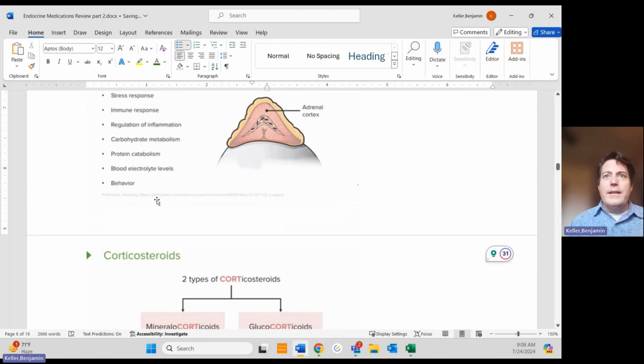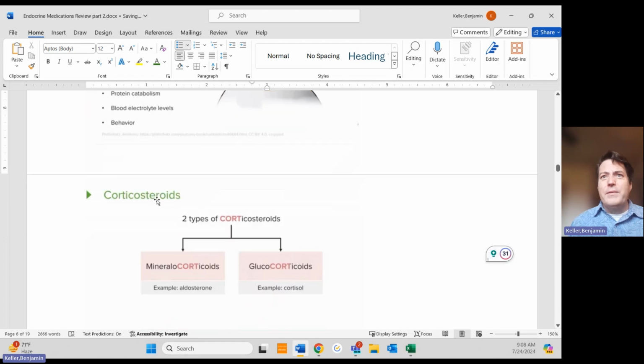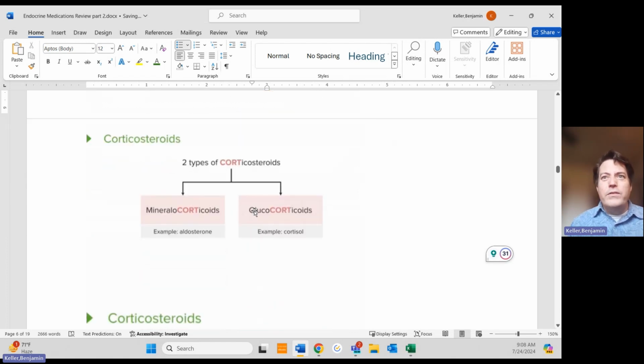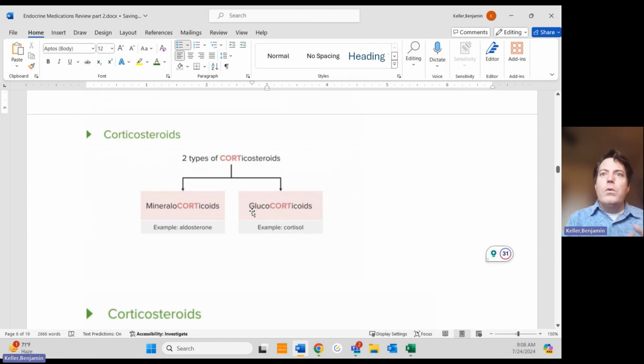It also deals with things like electrolyte levels and behavior. So there are two main classes and types of corticosteroids. There are mineral corticoids, and there are glucocorticoids. Mineral corticoids and glucocorticoids. What do they sound like? Minerals and glucose, right? We're not wrong on that. Notice the term in there, cort, for corticosteroids.